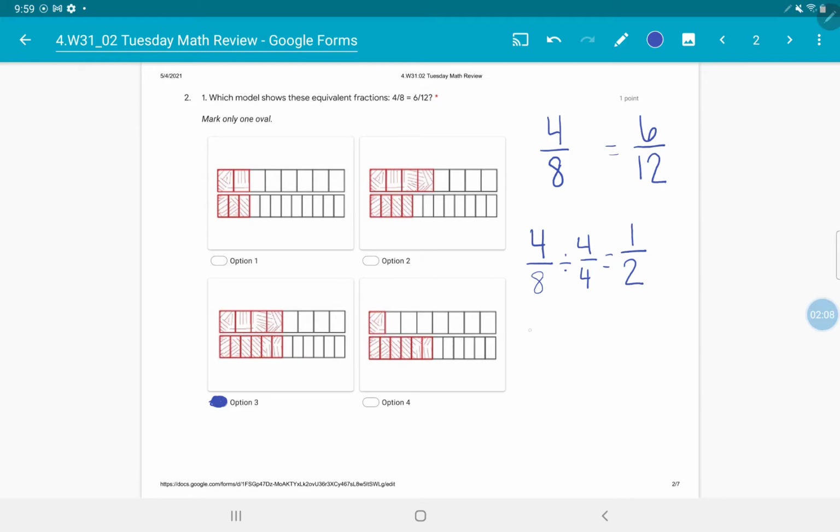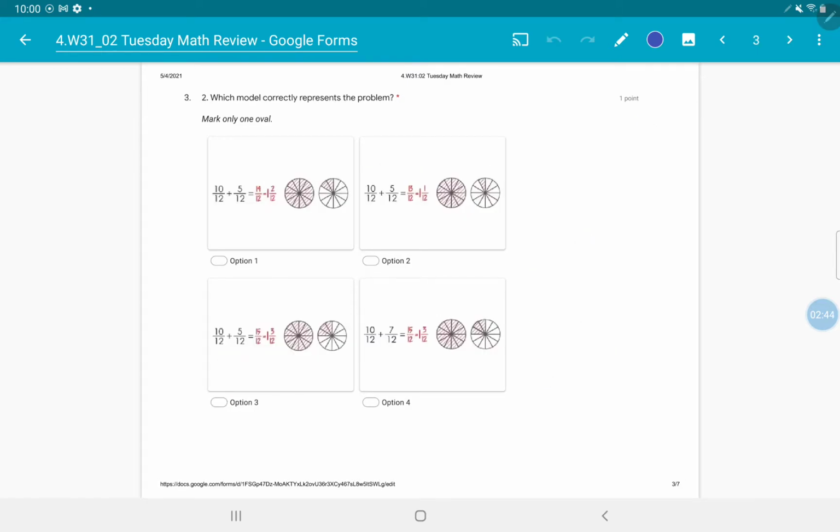How about 6/12? How could I decide if 6/12 was equal to 1/2? What would I need to divide by? 6 divided by what would equal 1? 6. So if I divided 6/12 by 6/6, 6 divided by 6 is 1, and 12 divided by 6 is 2. So that would show that both of those are equal to 1/2. Okay, let's look at our next one.